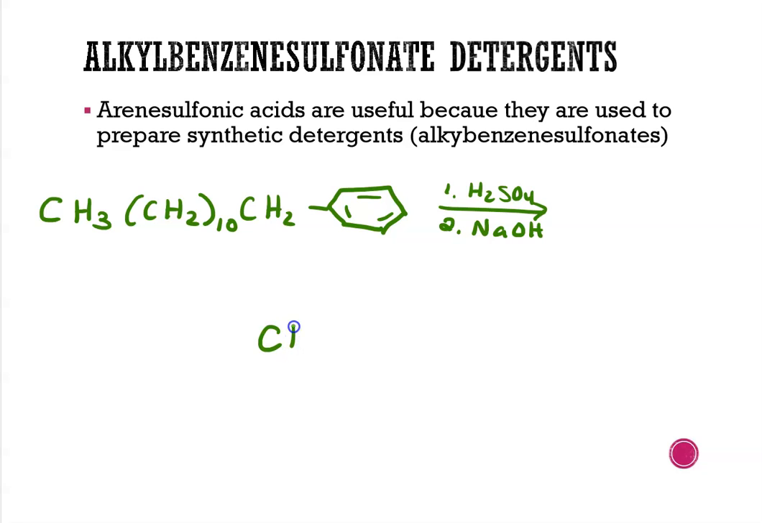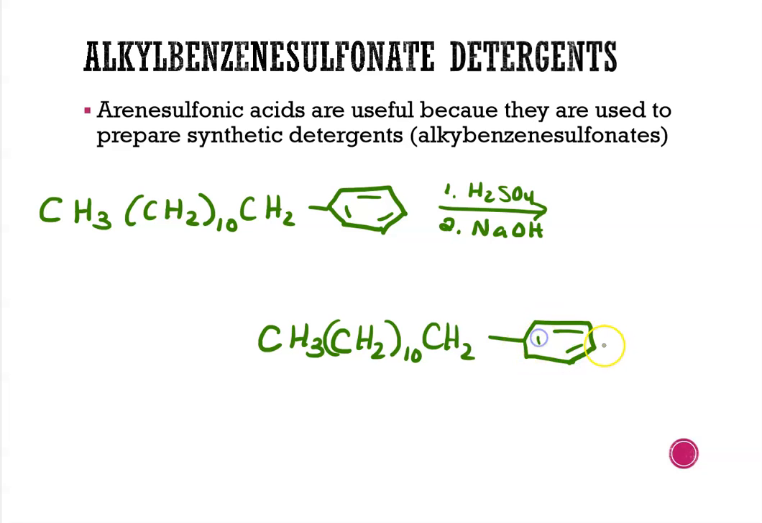So we get CH3, CH2, 10, CH2, and then we have this benzene ring, and it's SO3, which has an overall negative charge, and an Na that has a positive charge. So we write it like this because now this is a salt. So we have the negative portion of the salt is all of this organic stuff, and the positive portion of that salt is that Na over there.